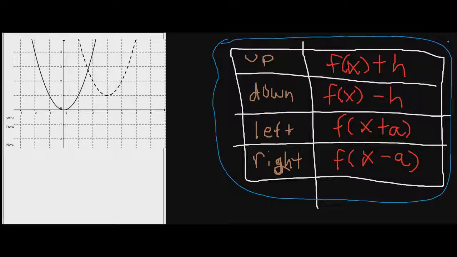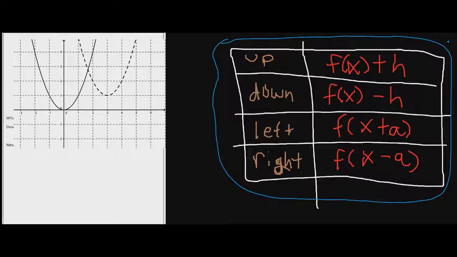So if you see here, when we go up, we have f of x plus h. The h is just a number. It's on the outside. Here we have f of x minus h. The minus h is just a number. When we go to the left, inside our parentheses, because we're affecting our input and we're going on the x-axis, we're going to the left or to the right. In this case, if we're going left, it's going to be x plus a. And if we go to the right, it's going to be x minus a.